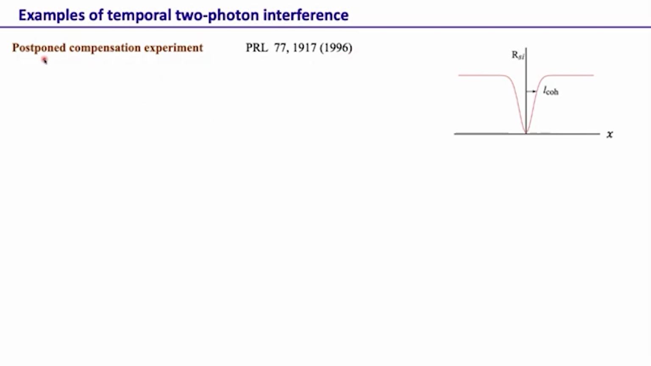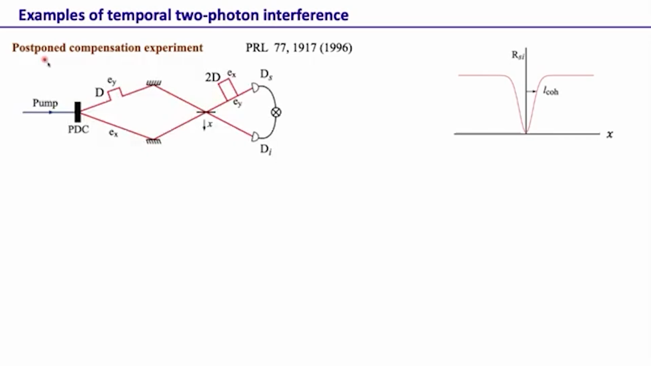And this was called the postponed compensation experiment. This experiment essentially tried to establish that even when there is a delay in the arrival of the two photons at the beam splitter, we can have very similar results. That means we can still observe a 0 in the coincidence count rate. So this is how this experiment was done.